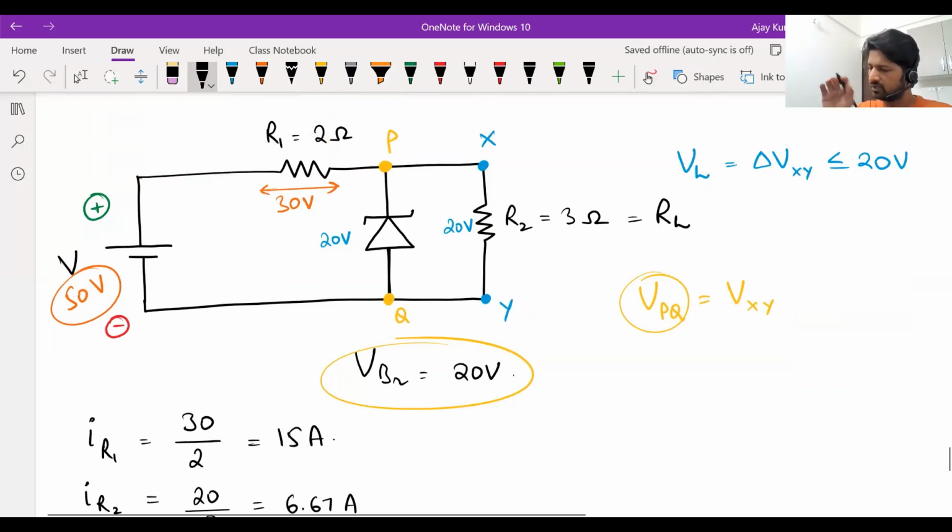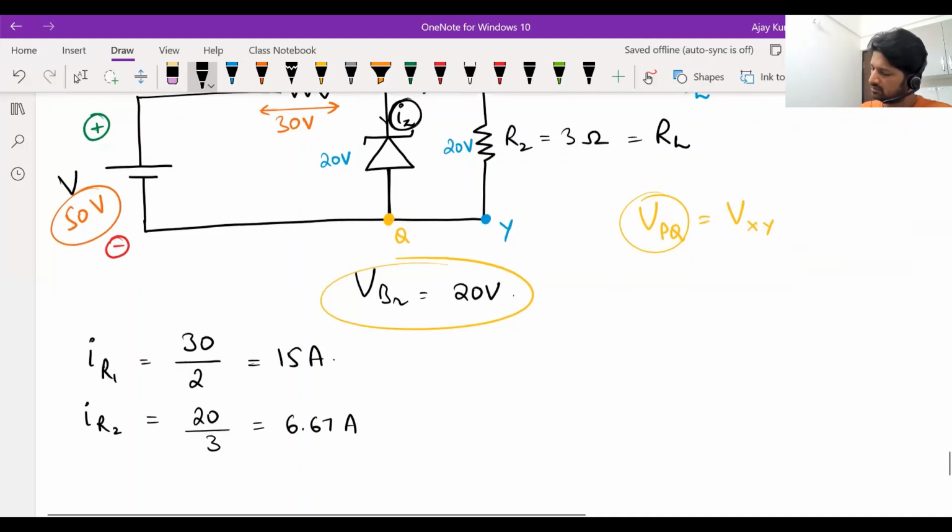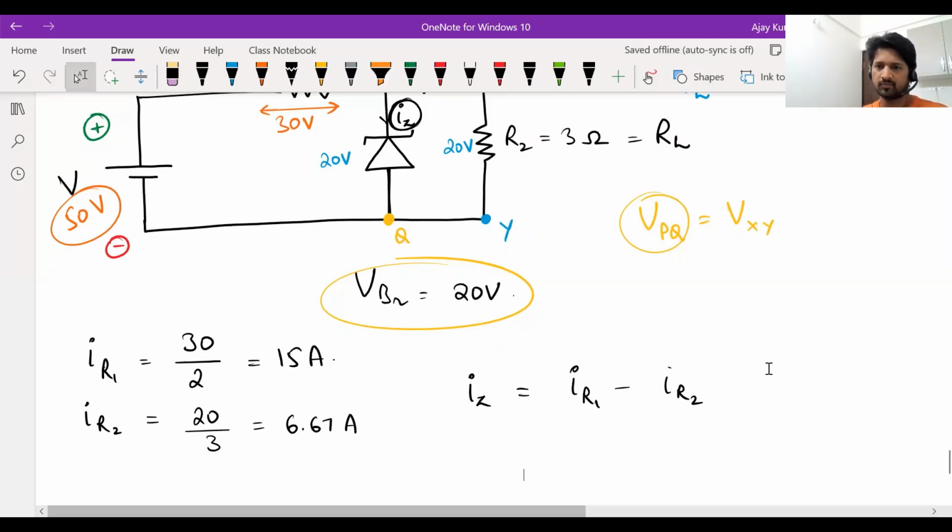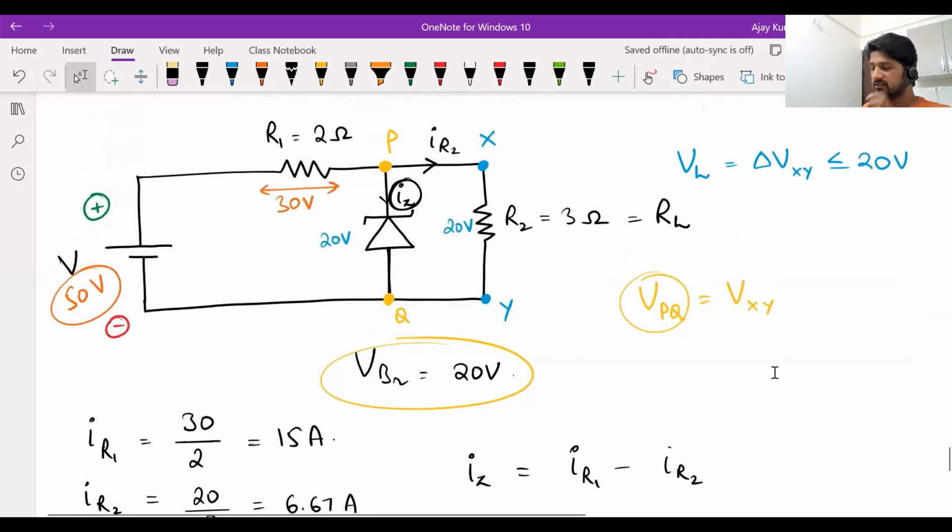Now whatever current flows through R1 enters the junction at P and splits into two: some current flowing through R2 and the remaining current flowing through the Zener diode. You can even tell how much current flows through the Zener diode. It becomes the total current minus the current flowing through R2, 15 minus 6.67. These are just hypothetical values that I have taken. Actually, 15 ampere and 6.67 ampere are very large currents. But this is how a Zener diode works as a voltage regulator.